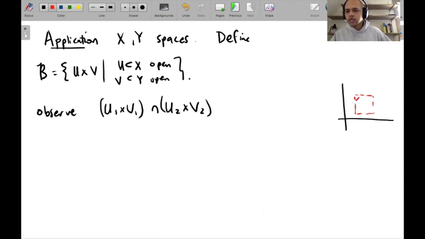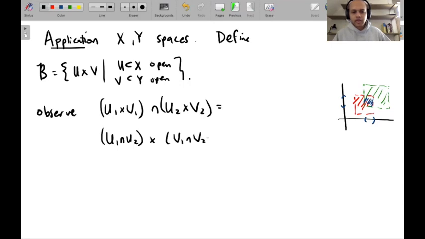We have two open rectangles and we intersect them. And the intersection here is itself an open rectangle. It's a product of open sets. So in a formula, in general, this is U1 intersect U2 times V1 intersect V2. Okay, and so this is also of the same form of sets that are in script B.